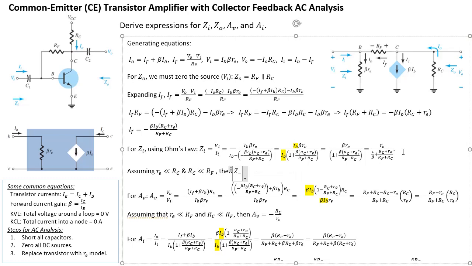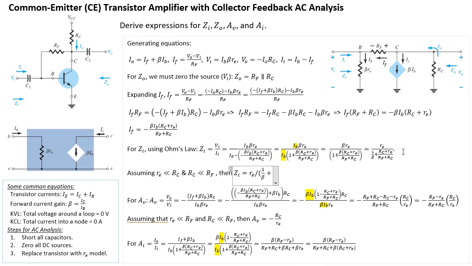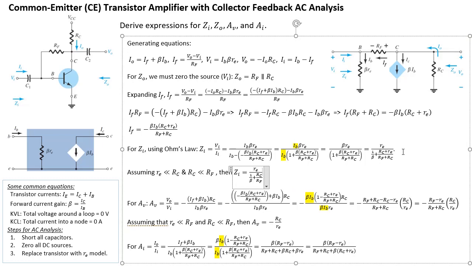So ZI is going to be equal to RE all divided by 1 over beta, that's still there, plus, if RE is much smaller than RC, all I'm going to have is just RC at the top, divided by, if RC is much smaller than RF, just RF. And that's it. That's my simplified version of ZI.